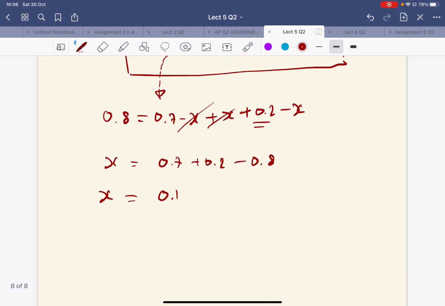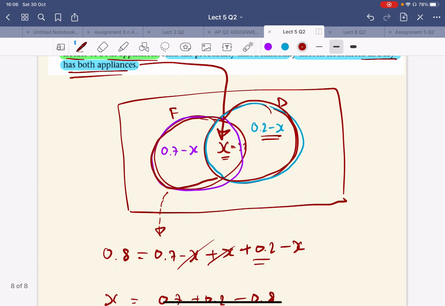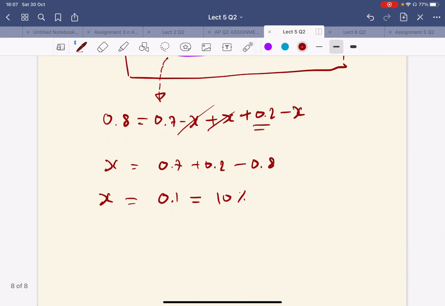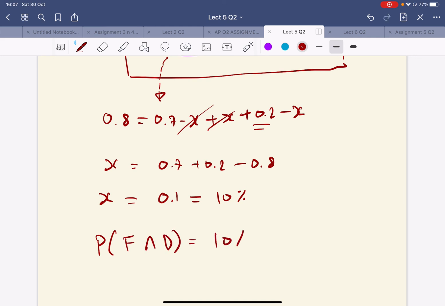You can now say 10%, right? This is 10%. So the question is the probability of randomly choosing a household in Berry that has both appliances. So this is 10%. The probability, you can say prob that A, this is freezer, sorry, freezer F intersect with dishwasher D will equal 10%.